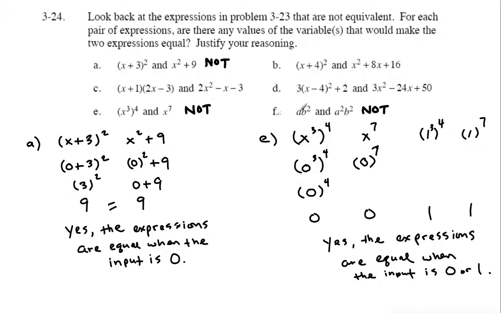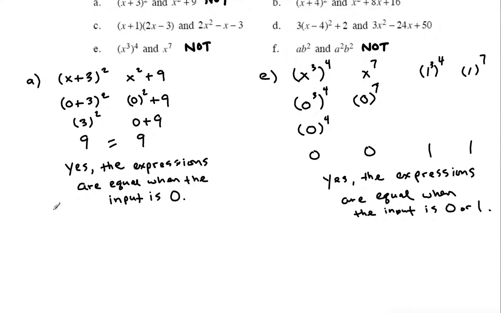And then I think there was one more, letter F here, that we wanted to check on. In this case, we have two different variables, so we have to think about that. If we go ab squared and a squared b squared, so we have a b squared, and we have a squared b squared.